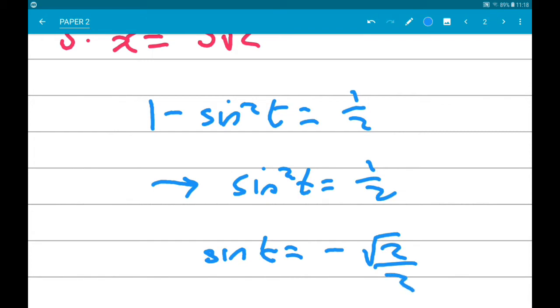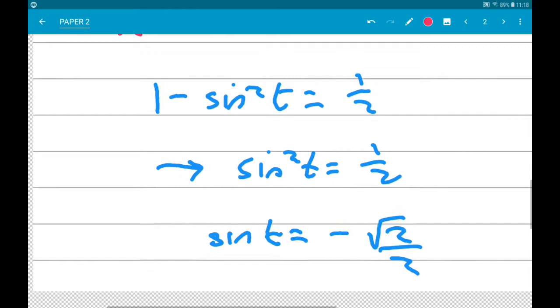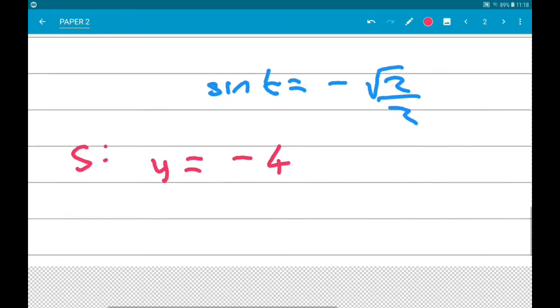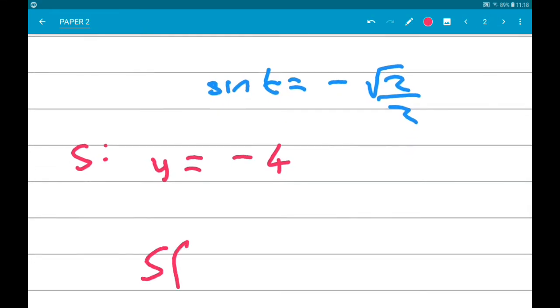So now we know that at S, y is 4 root 2 times minus root 2 over 2. So that is going to give us minus 4. So S is 5 root 2, minus 4.